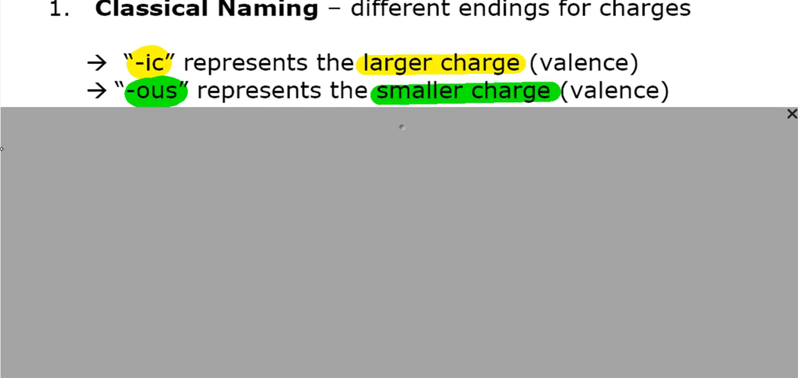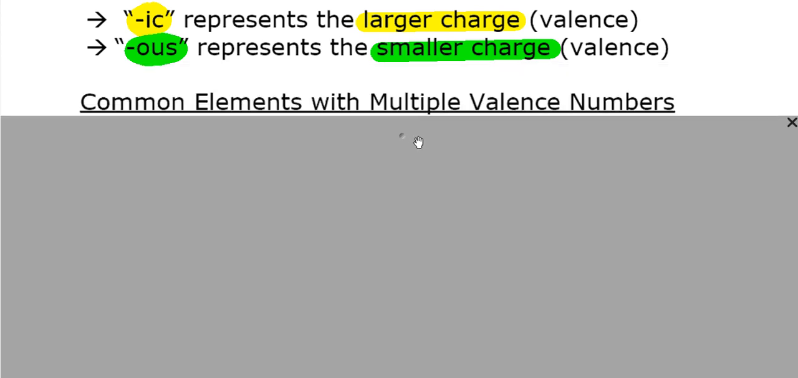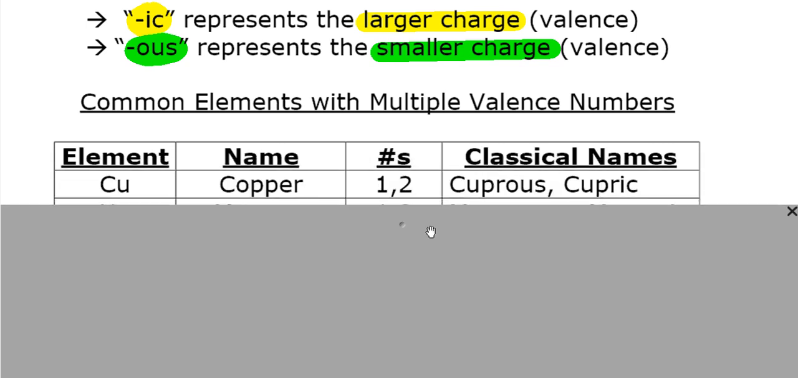Most of the time, you just have to change the ending of the metal to determine which charge is being used. But there are some elements where the name changes a little bit more than what you would expect. So we're going to walk through those ones.